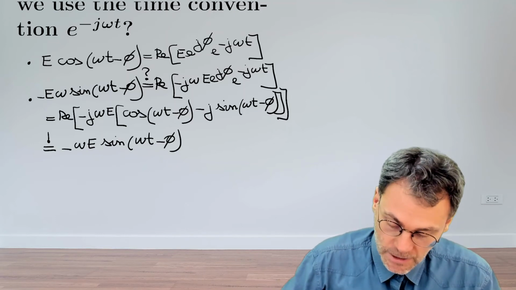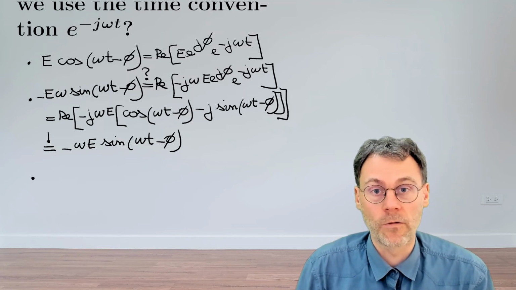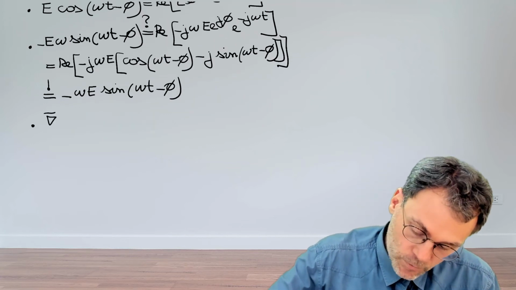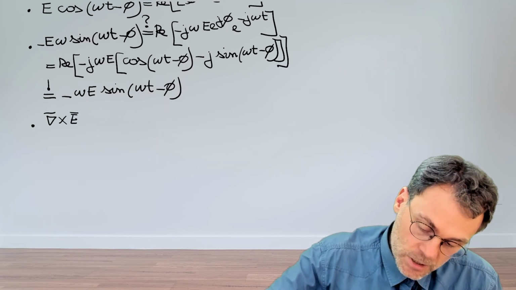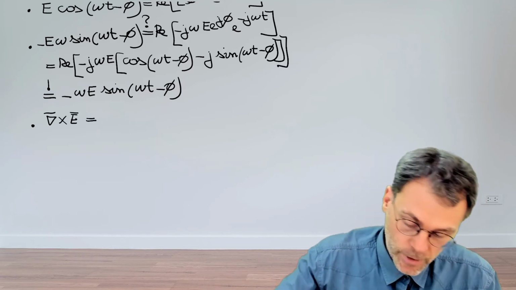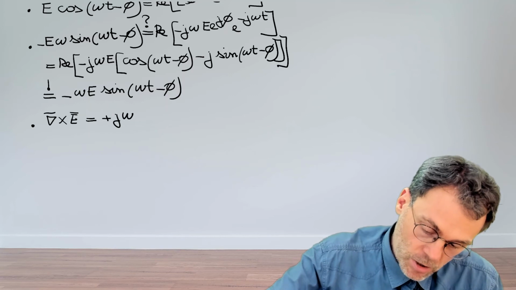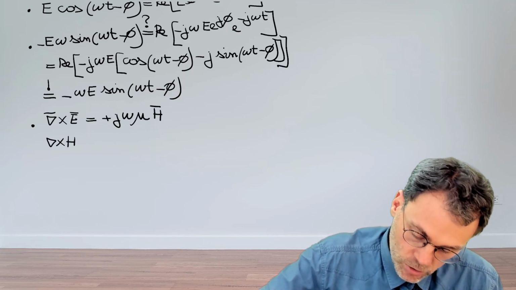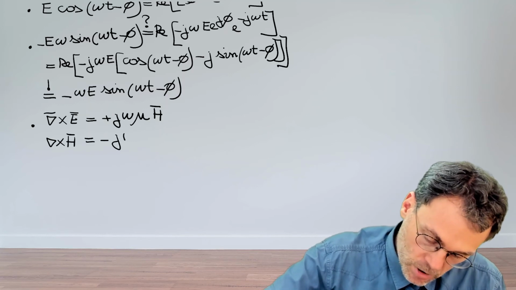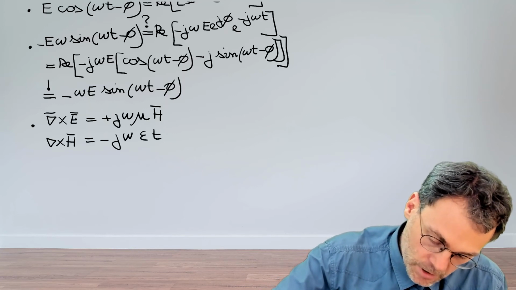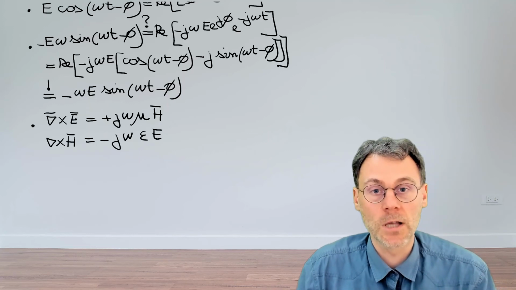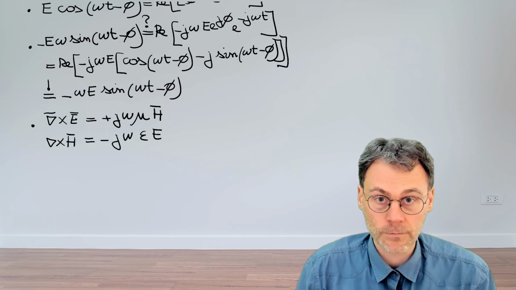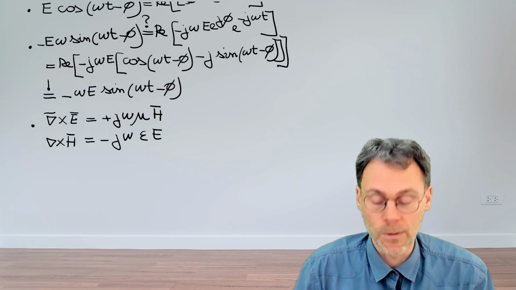That, of course, has an effect on the representation of Maxwell's curl equations in the frequency domain, because this time we have that the curl of E is no longer equal to minus j omega mu H, but to plus j omega mu H. And we also have a minus sign in the other curl equation, so minus j omega epsilon E. So this is what our equations look like now with this new time dependence. Good, let's proceed towards the Helmholtz equation.